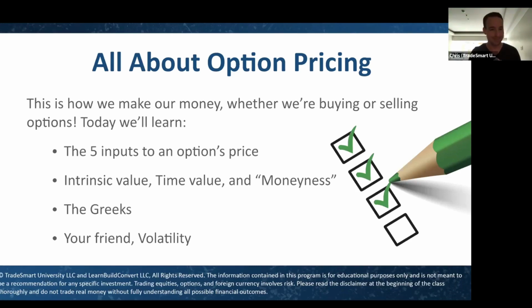So to get into that, we're going to talk about the 5 inputs to an options price. We're going to talk about things such as intrinsic value, time value, and the concept of moneyness. Then we're going to talk about the Greeks, and we will end with a discussion about volatility.